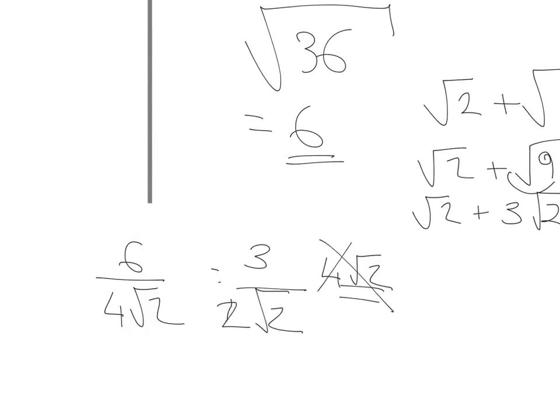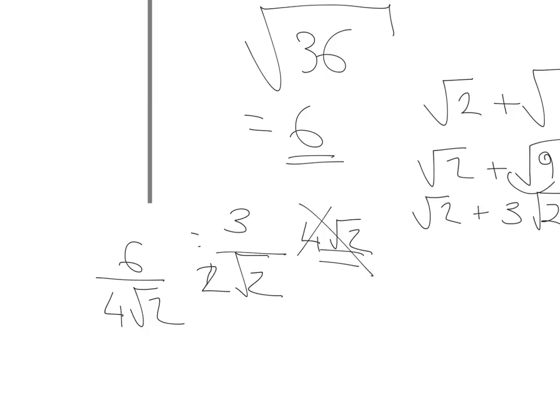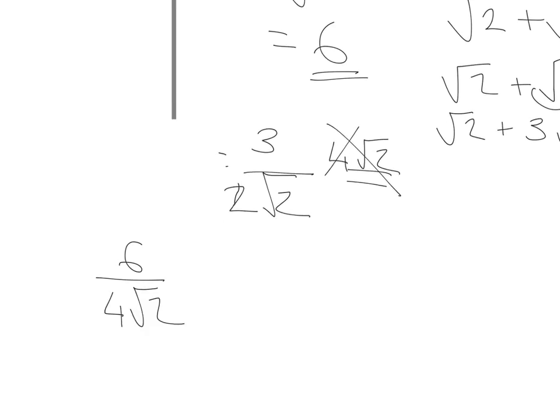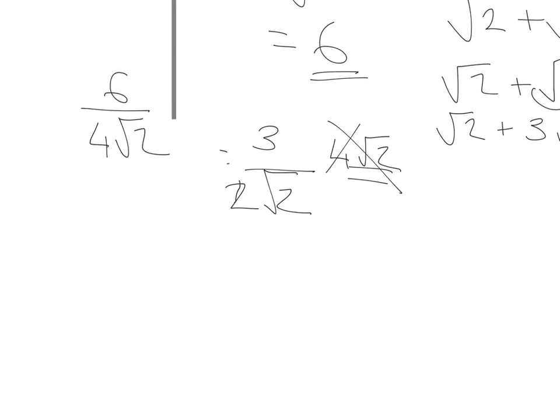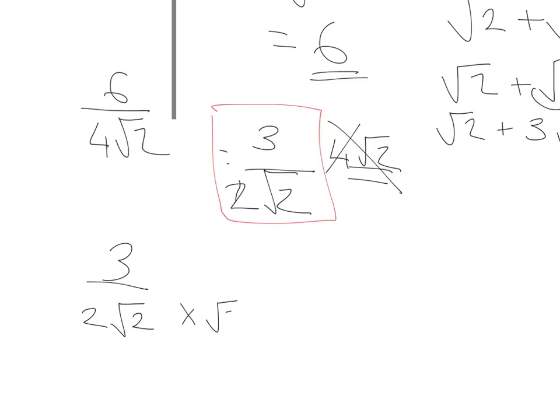Now at that point, I can then rationalise the denominator. So remember, my answer at the moment is getting a bit messy, but it's 3 over 2 root 2. So what I'm going to do next is rationalise the denominator, which just means getting rid of the root.